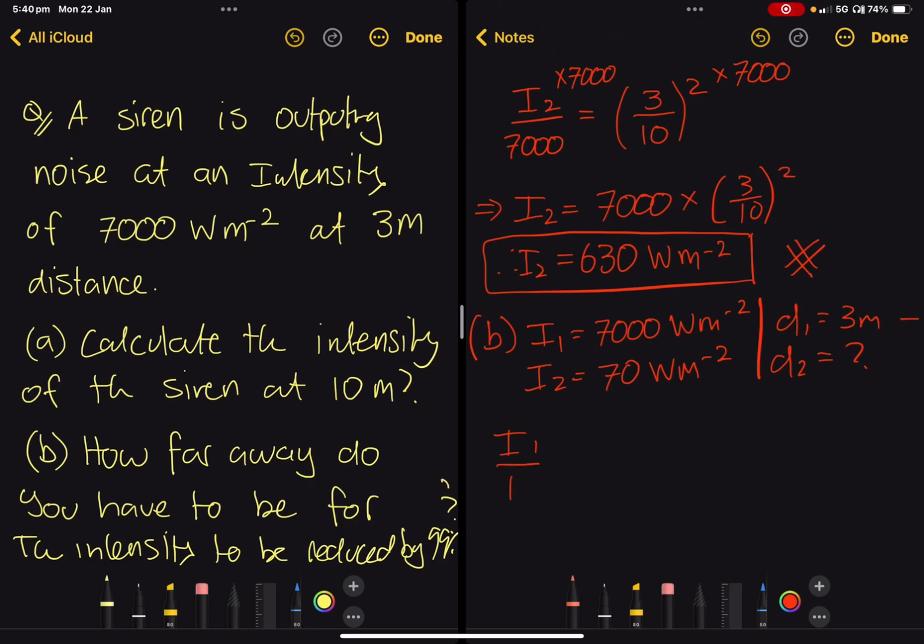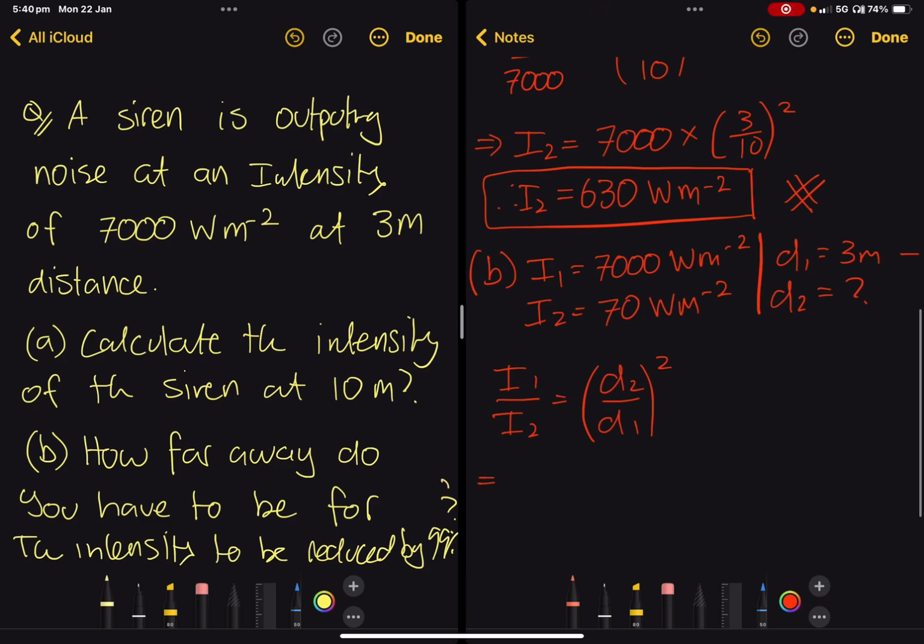I1 over I2 is equal to d2 over d1 all squared. This is the arrangement we want because it's going to put the d2 in the numerator. So we have 7,000 over 70 is equal to d2 over d1, which is 3, all squared. Got to get our ordering right here. It's very, very easy to mess up this ordering. So d2 in this case is the unknown.